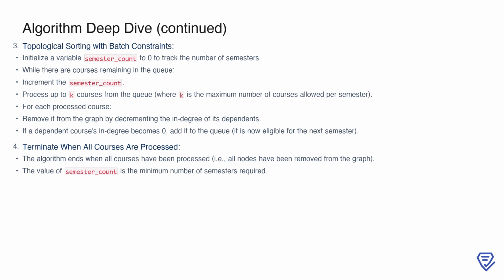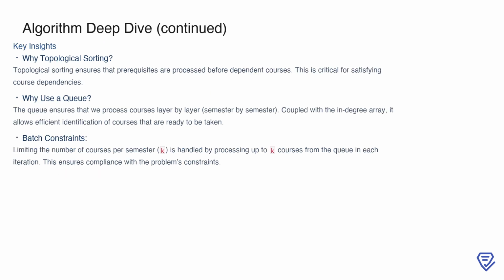Once no courses remain in the graph, the value of semester_count gives us the minimum number of semesters required to complete all the courses. This approach works because of several key insights. First, topological sorting ensures that prerequisites are always completed before their dependent courses. This is critical for maintaining the dependency rules given in the problem.